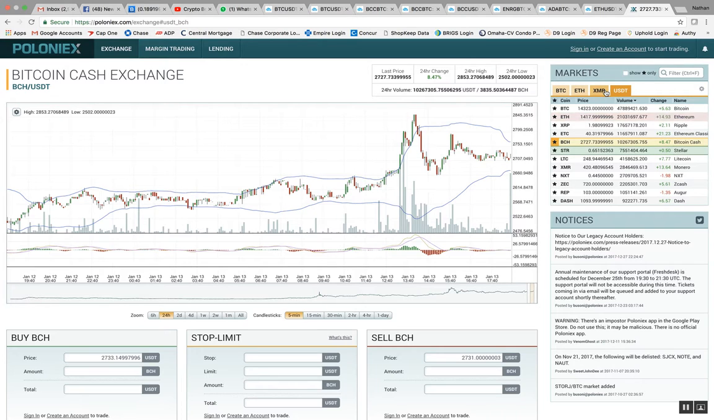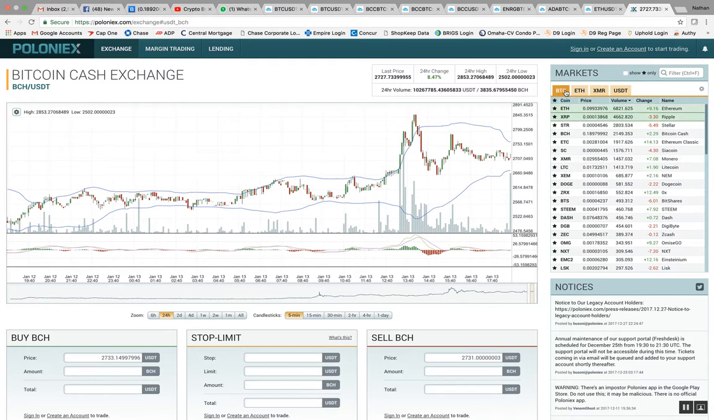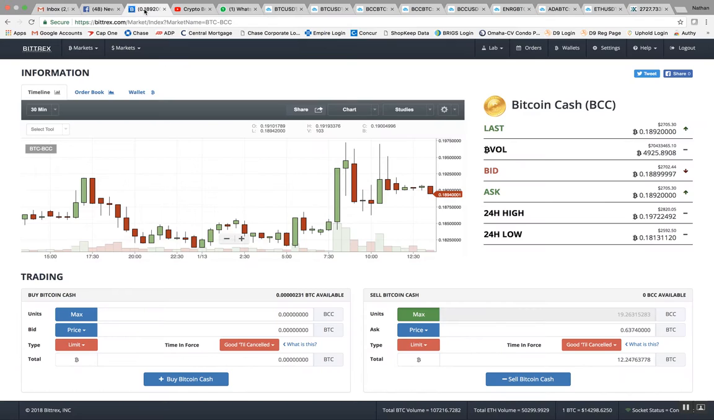So on Poloniex, you can look at everything against the dollar. These are the coins they have trading against the dollar. Just select which coin you want, and then against BTC. All of these coins trade against Bitcoin. You can also trade against Ethereum and Monero. So this is Poloniex and Bittrex, similar. It just shows a chart here. You see the candles, wicks. This is set to a 30-minute candle.